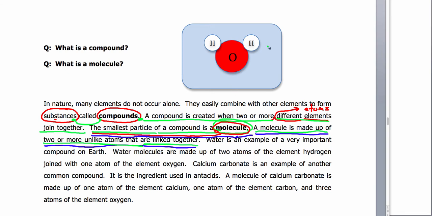So let me get different colors so you can see that. Let's just go with red. So we have two atoms of the element hydrogen and one atom of the element oxygen.